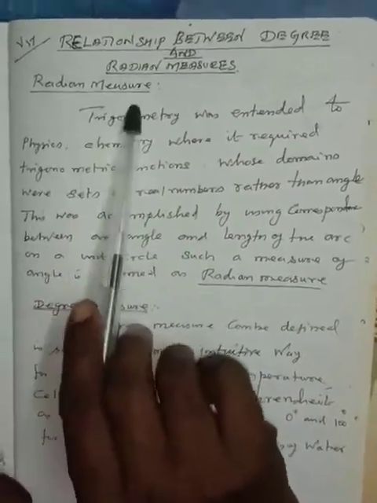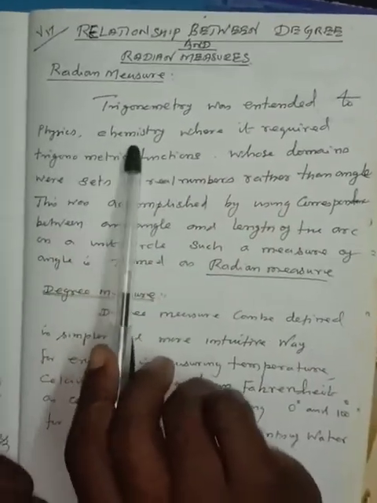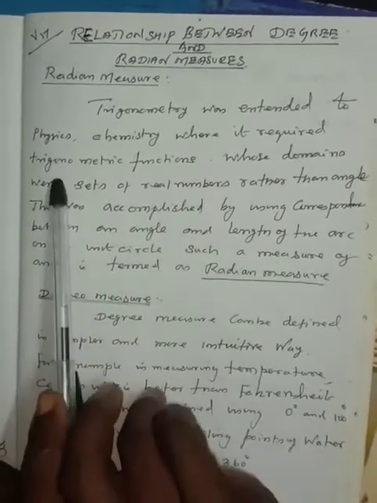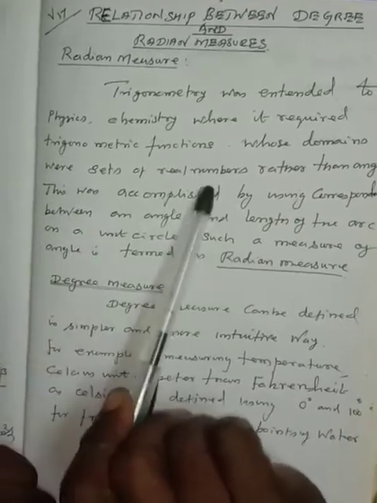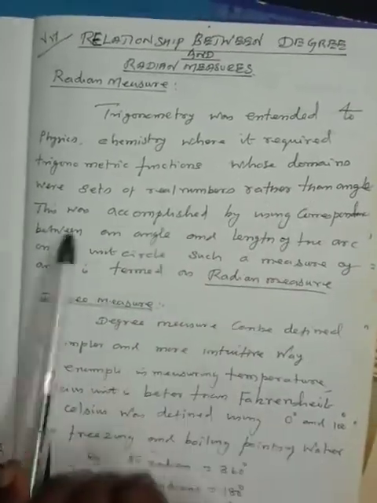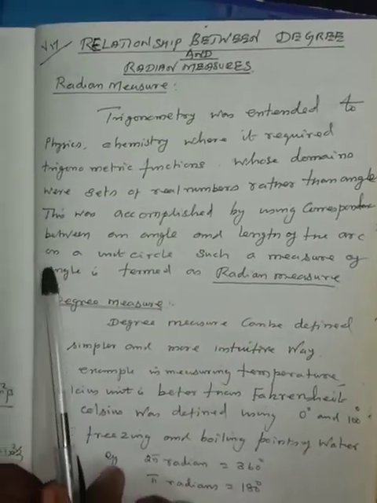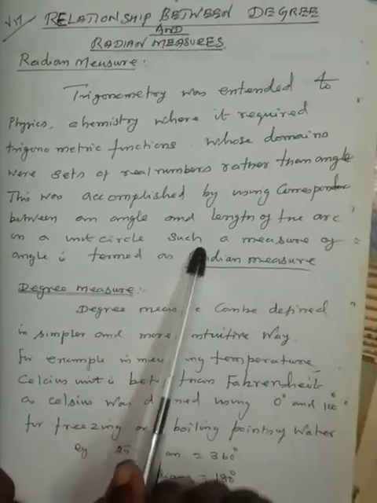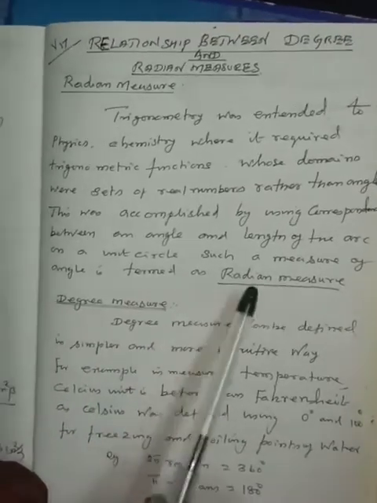First, radian measure. Trigonometry was extended to physics and chemistry, where it required trigonometric functions whose domains were sets of real numbers rather than angles. This was accomplished by using the correspondence between an angle and the length of an arc on a unit circle. Such a measure of angle is termed radian measure.